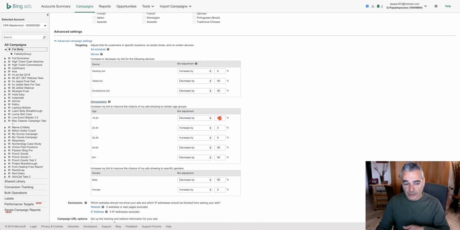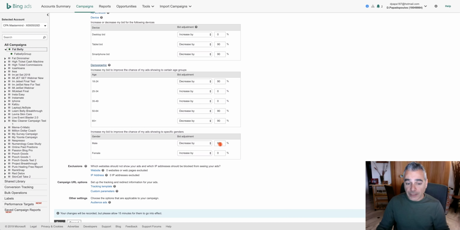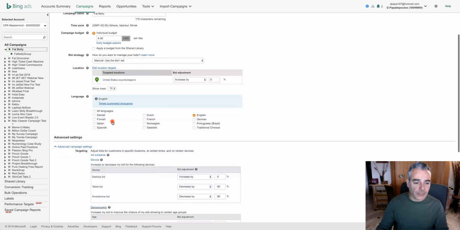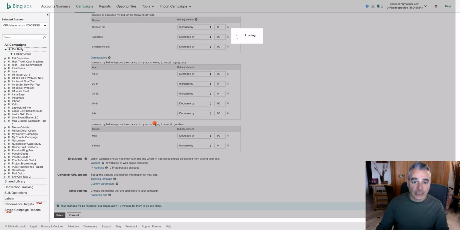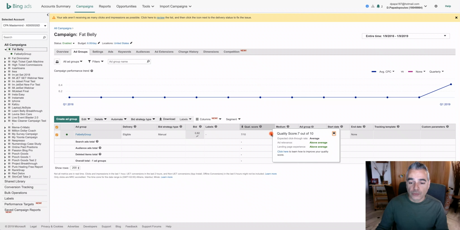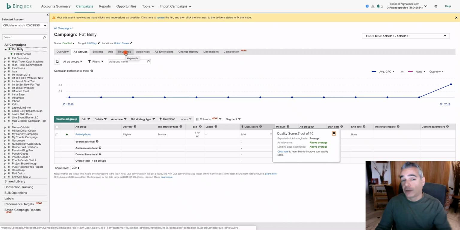Demographics: get rid of the young people. Add 25 to 34 and 35 to 49, and decrease the rest that you can see here. Focus on females, and decrease the males over here. Make sure you've done that, okay? We're focusing only on the US. You could add Canada if you want. You can see my quality score right here is above average, which is very good. And it's running again with new keywords.